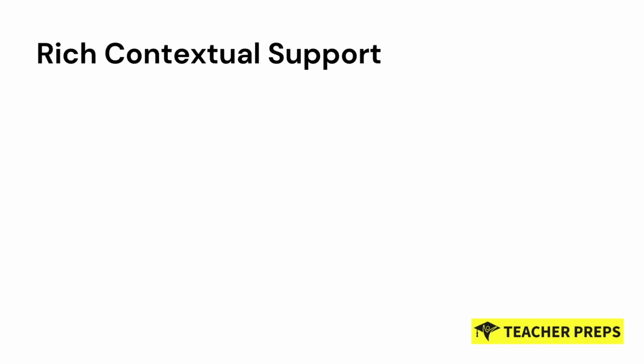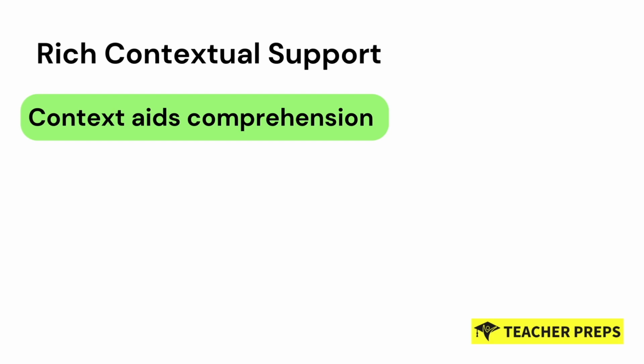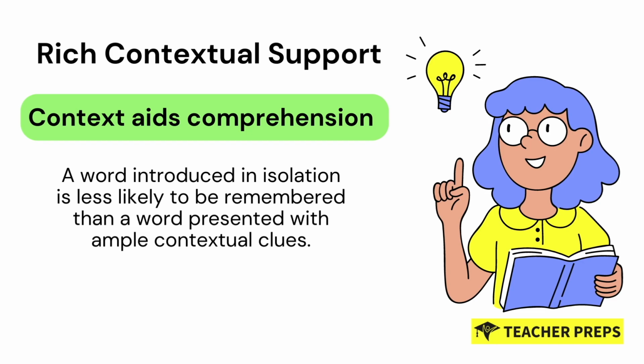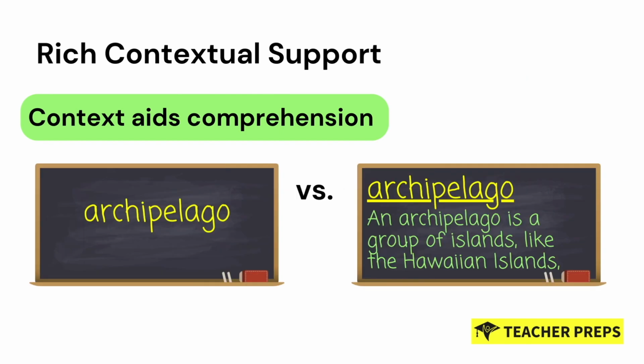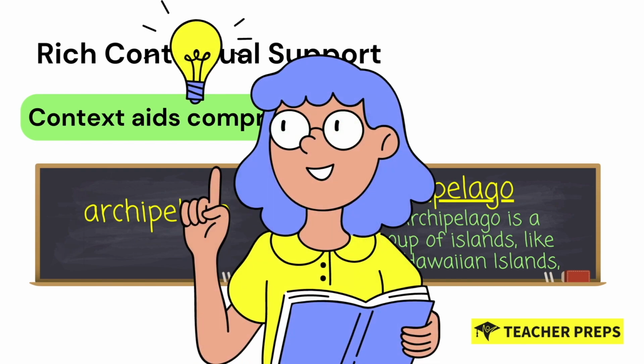Now, let's move on to providing rich contextual support for vocabulary development. And to remember this term, let's think about how context aids or helps with comprehension. Furthermore, a word introduced in isolation is much less likely to be remembered than a word presented with ample contextual clues. For instance, rather than just introducing the word archipelago, a text that reads, "An archipelago is a group of islands like the Hawaiian Islands," will make more sense and be easier to remember for our students.